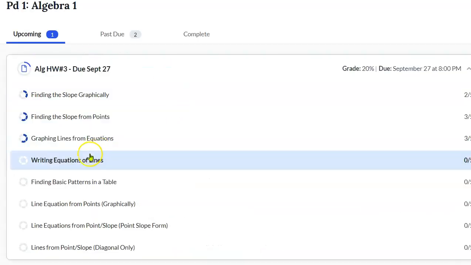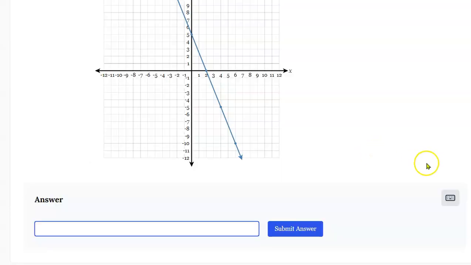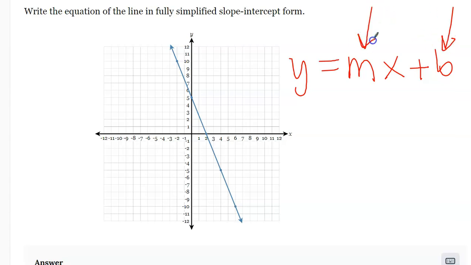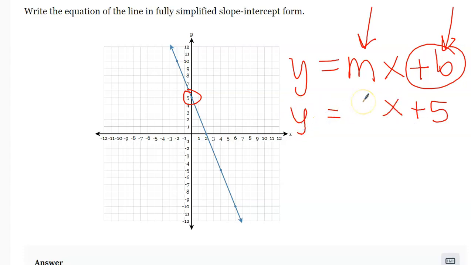Let's take a look at the next topic, writing equations of lines. So here, the line is drawn for us, and we need to write in the slope and the y-intercept in these positions. So let's start with the y-intercept since it's the easiest to find. For us, it's 5, and the 5 is positive. And now we just need to fill in the slope fraction.